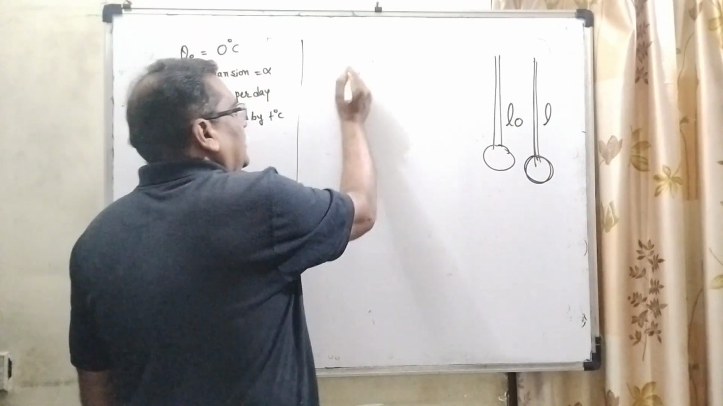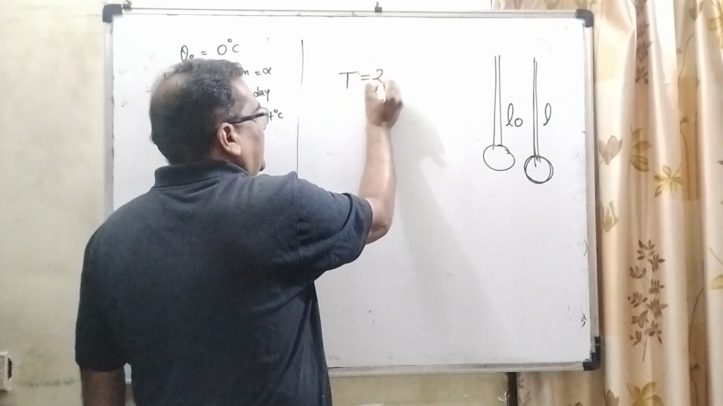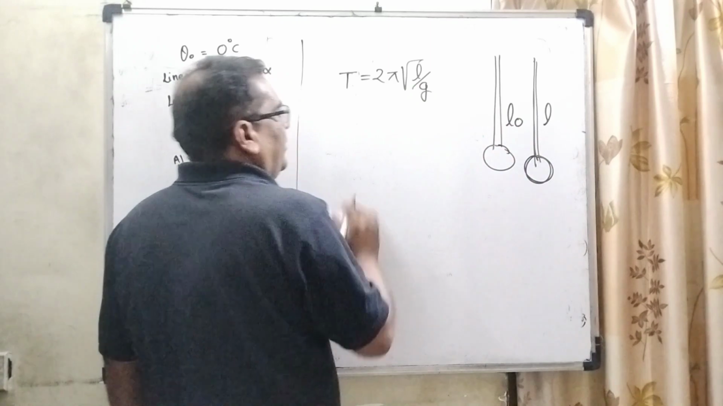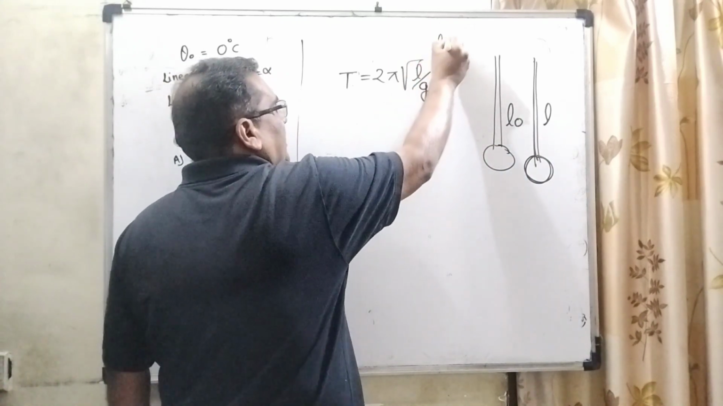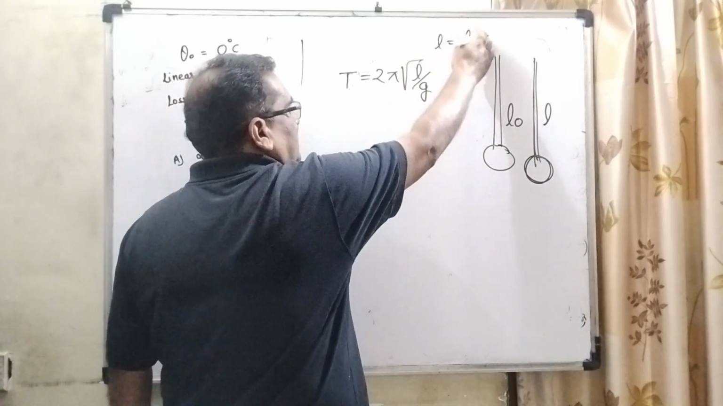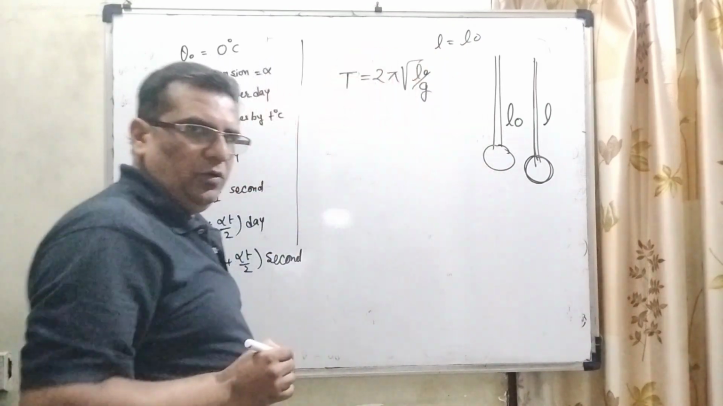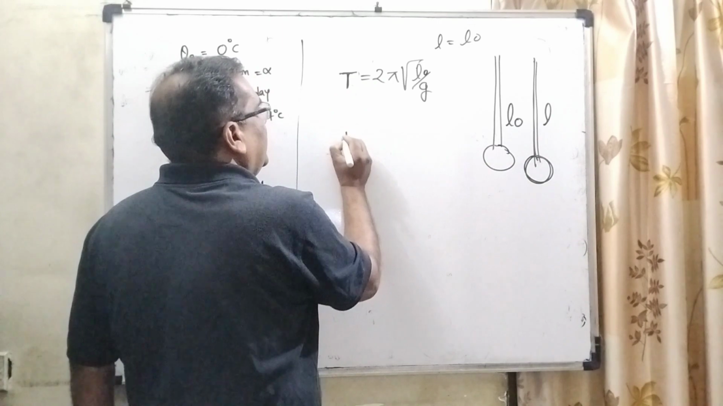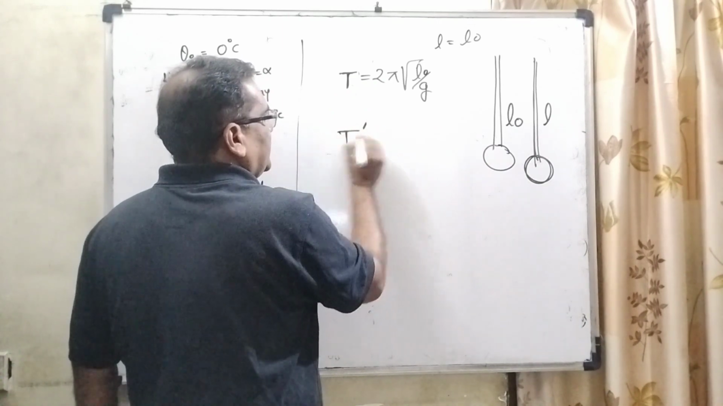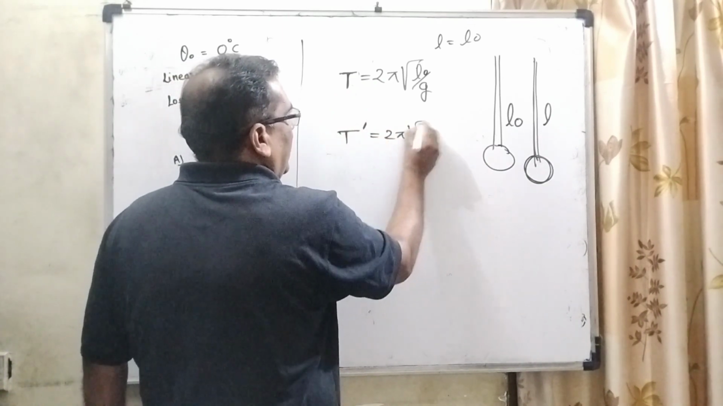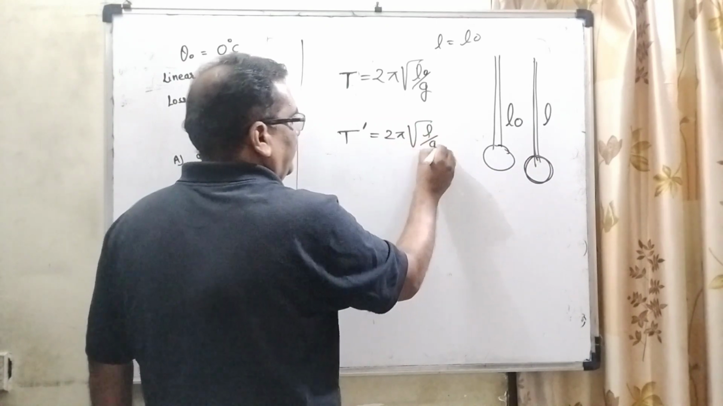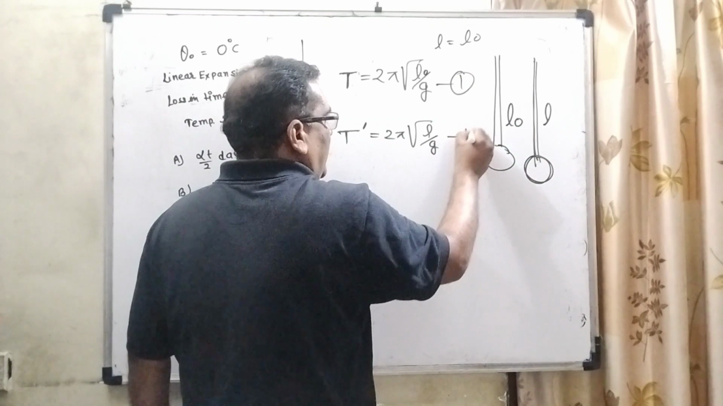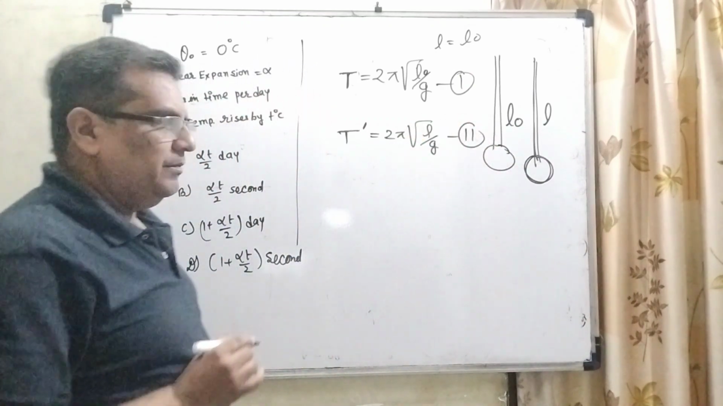As we know, the formula of time period is T equals 2 pi root L by g. Here we put L naught, at 0 degrees Celsius, meaning the initial length. Whenever we give the heat, its time period becomes T dash equals 2 pi root L by g, where the length becomes L. So let's say it is the first equation and this is the second equation.